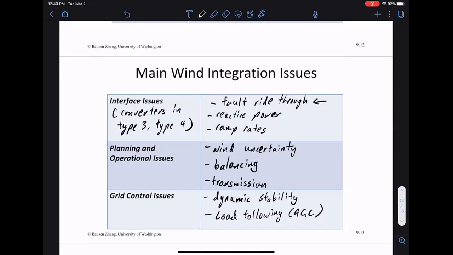Any questions for this? About different integration issues? About different timescales?